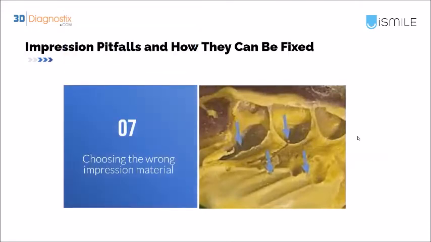Number 7, we have choosing the wrong impression material. We need to choose the correct impression material while taking an impression or sending the requirements for any aligner's case. Why? Because we need to capture all the details needed from the teeth and the gingival mucosa and the jaw areas, all the details that we can get in order to have an accurate aligner that can actually move the teeth and lead to the goal of the treatment.